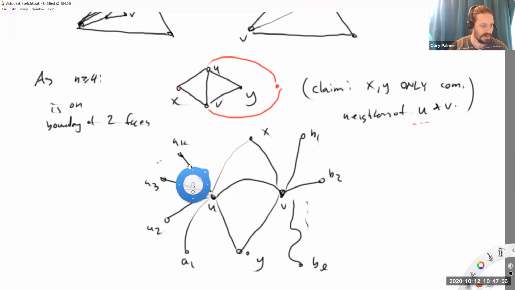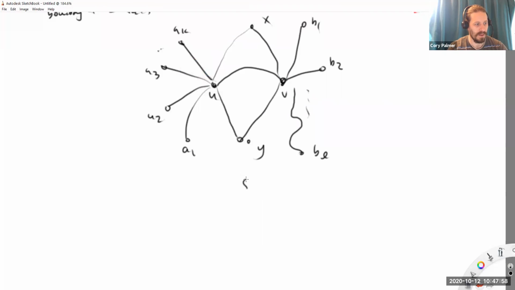Okay, so now with this picture here, I'm going to contract the edge UV. What happens when I contract UV? U and V become a new vertex, say W, that's adjacent to all of the AIs and BIs and X and Y. But I'm going to contract the planar embedding. So I'm going to pull those together and not redraw the graph by magic, but just keep the drawing that I have as best I can.